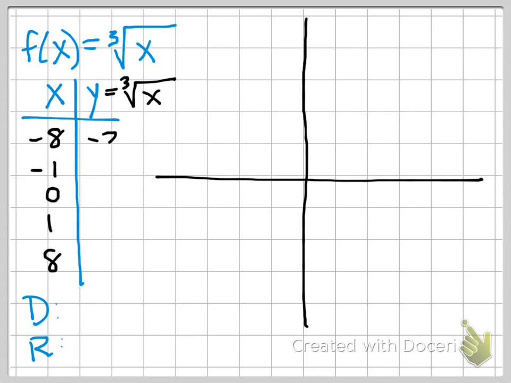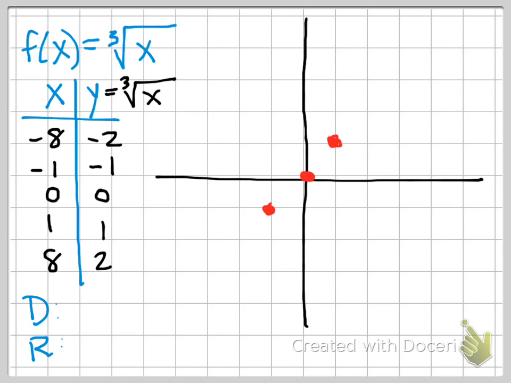So if I plugged my x value into the equation, the cube root of -8 is -2, because -2 times -2 times -2 is -8. Cube root of -1 is -1, and the cube root of 0 is 0, and the cube root of 1 is 1, and the cube root of +8 is 2. So we're going to get these values on our graph. So we're going to plot these points.